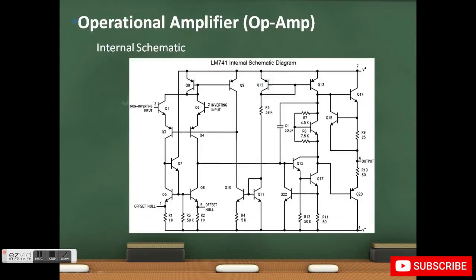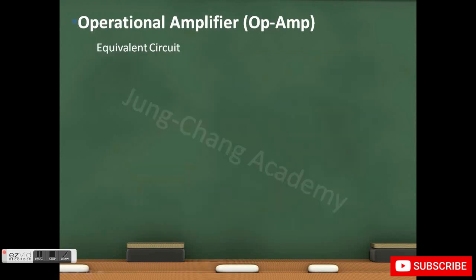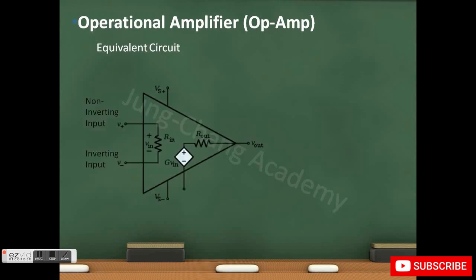This is the internal schematic diagram for the operational amplifier UA741. But to understand how it works, we're going to look at the equivalent circuit. An operational amplifier, also known as an op-amp, usually has two inputs and one output, and it requires some power supply. The output voltage of an op-amp is the difference between the two inputs multiplied by a very large gain, usually on the order of 100,000. This is why op-amps are sometimes used as a comparator to compare the two input voltages.